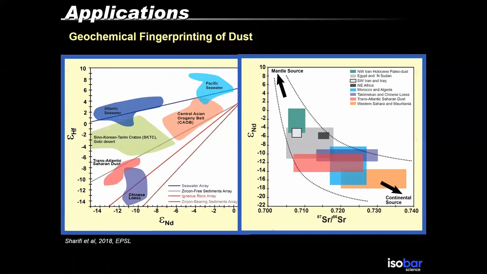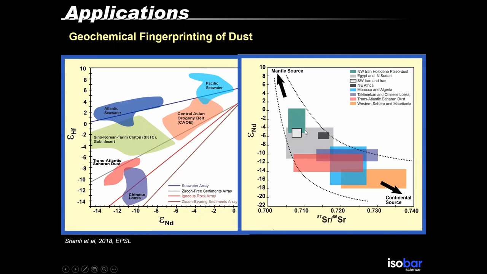So here is an example. I took these graphs from a paper that I published in 2018. On the left-hand side, you see epsilon hafnium versus epsilon neodymium, and these are different arrays. You see the different dust pools, how they separated beautifully on this plot. Of course, you have some overlaps, but in general, these isotope systematics did a great job isolating different dust pools. Technically, the dust pools from the Chinese loess are different from the Central Asian orogenic belt, and they are different from the sea spray from Atlantic seawater.